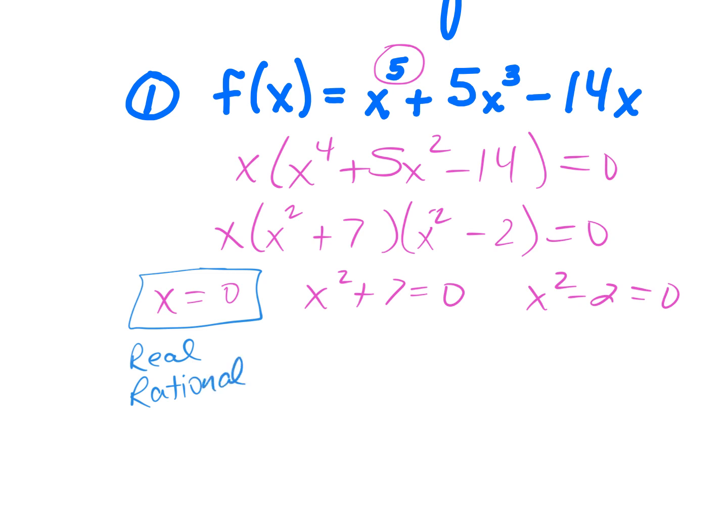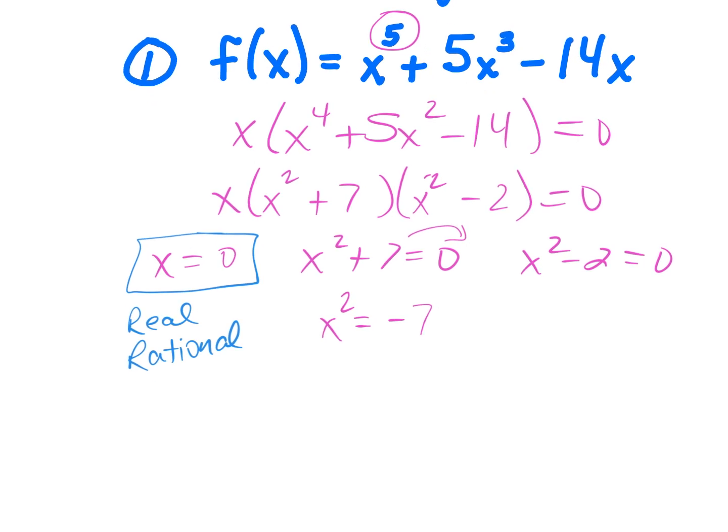All right, x squared plus 7. Well, to solve this, I have to move 7 to the other side, right? So this becomes x squared equals what? Negative 7. Good. How do I solve this? Take the square root. Guys, when you take the square root, what goes in front of your answer? Plus and minus.